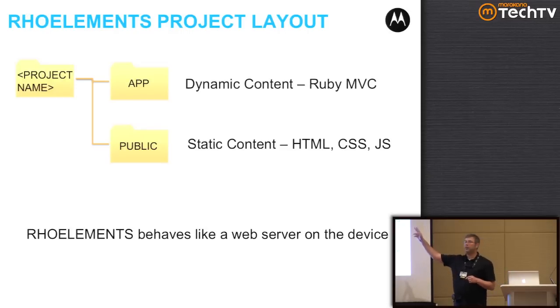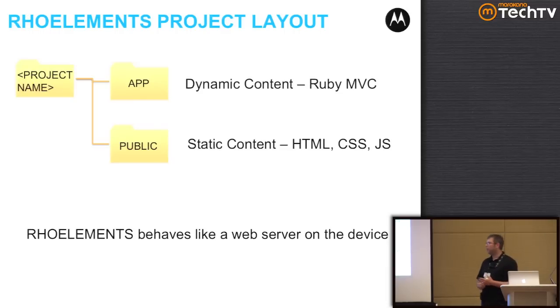The first one is the app folder, and the app folder is where you are going to put dynamic content, content that's typically data-driven, content that's going to be generated rather than static. This is also where you delve into the Ruby MVC framework. Then you have your public directory, and the public directory is where you put your static content.